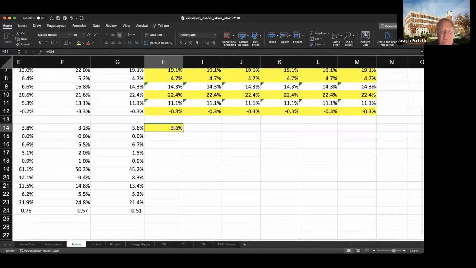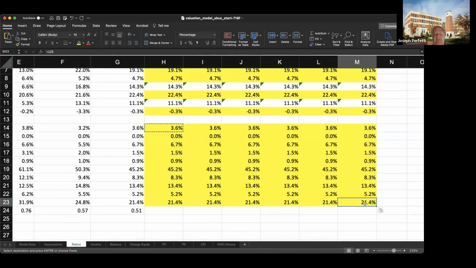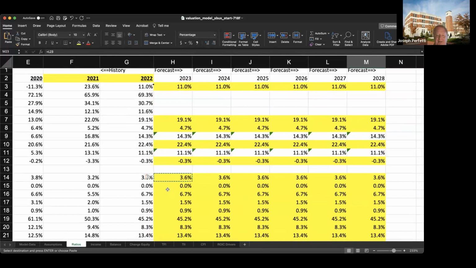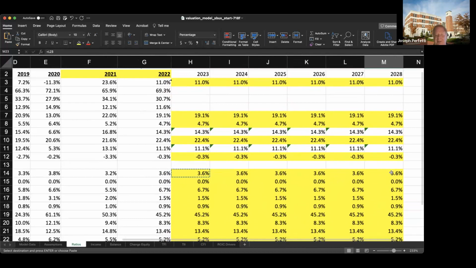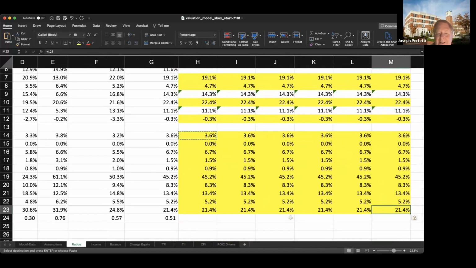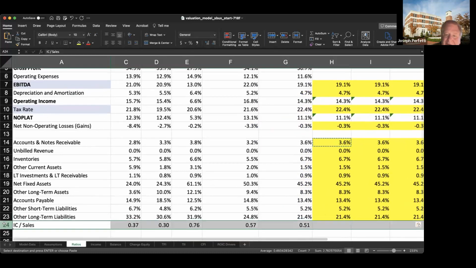Then we're going to take cell H14 and copy it. We're going to select all the way down to M23 and paste it. So basically what that says is all of the ratios year by year for the balance sheet as a percentage of sales repeat themselves based on what happened in 2022 for 6 consecutive years. So it just equals the previous year repeated. So we now have forecasts for ratios for the next 6 years. The only one we didn't forecast is this bottom line, the invested capital to sales ratio.